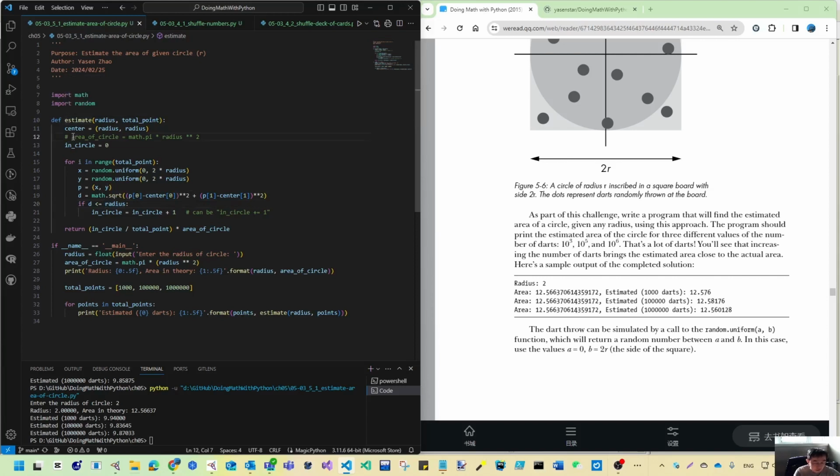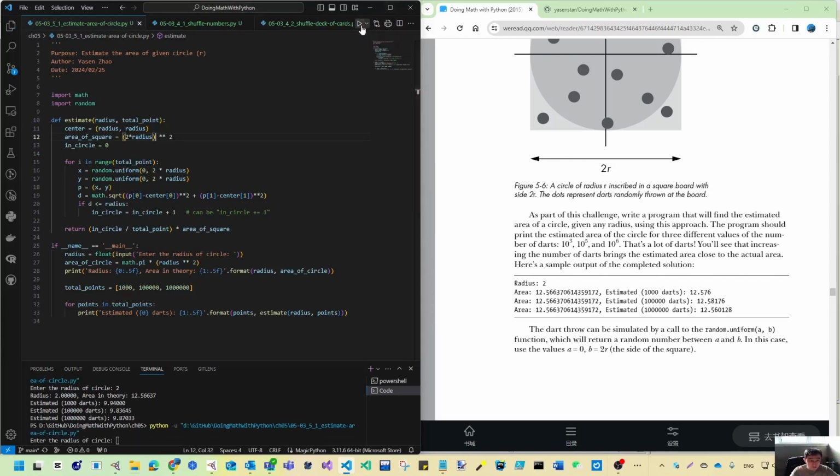And secondly is this one. I think here it is the square, so we need to times this as the square. Then let's make that larger. So the square is just the radius times 2 times radius, then squared 2. So that is actually decided by the ratio. So now the result is perfect.